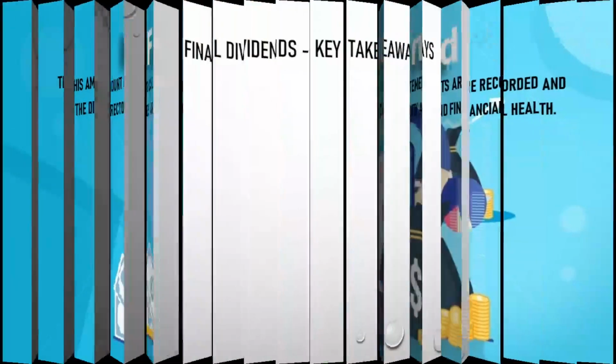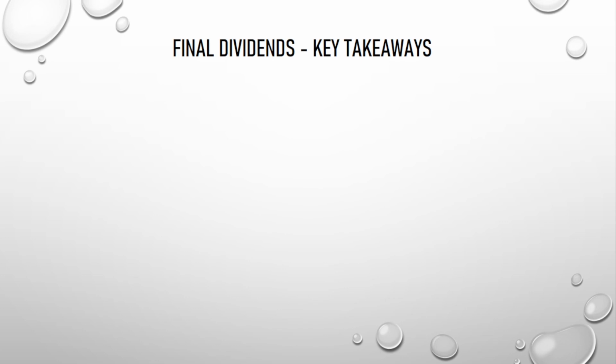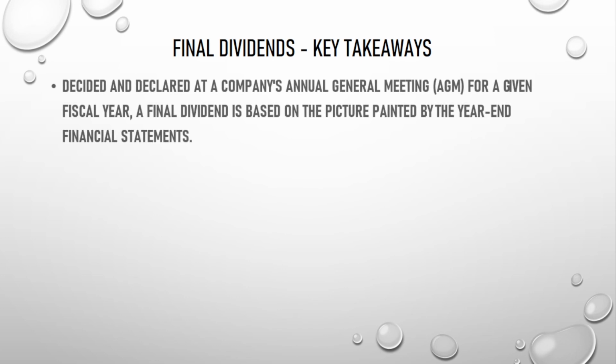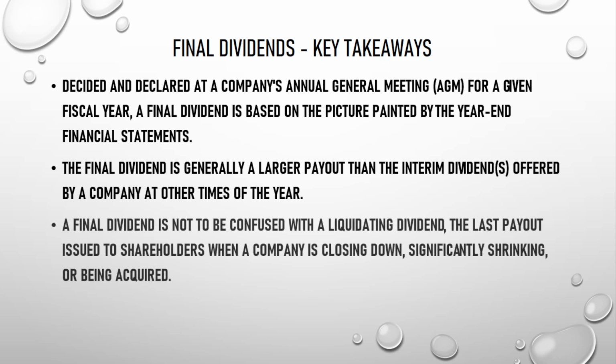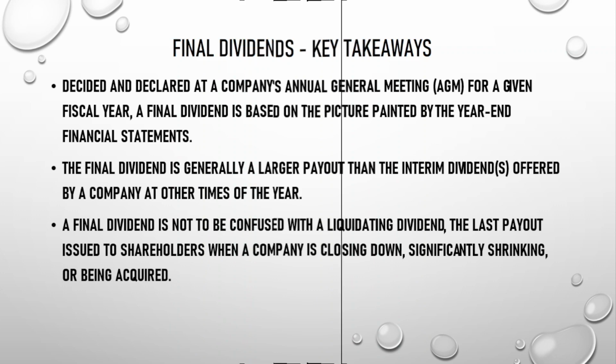and released. I will read out the key takeaway of the final dividend. It is decided and declared at the company's annual general meeting for a given fiscal year. A final dividend is based on the picture painted by the year-end financial statement. The final dividend is generally a larger payout than the interim dividend offered by the company at other times of the year. A final dividend is not to be confused with the liquidating dividend, the last payout issued to the shareholders when the company is closing down, significantly shrinking, or being acquired.